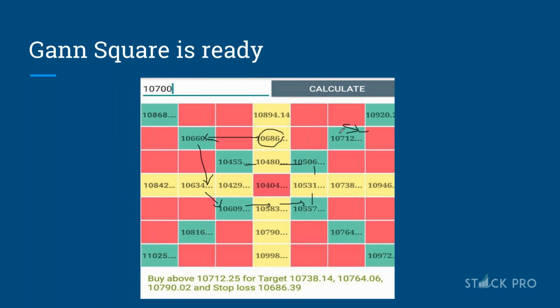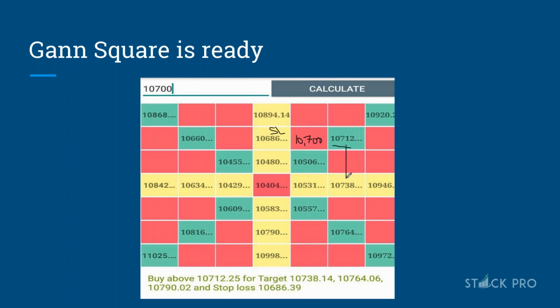All right, hope I have made it clear. So once again, let me just reiterate. So 10,700 is here, right? Now if you want to take an entry, your closing price was 10,700. If you want to take an entry, it has to be at 10,712. 10,646 will become your stop loss. Your entry will be at 10,712.